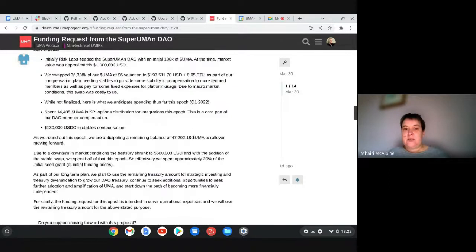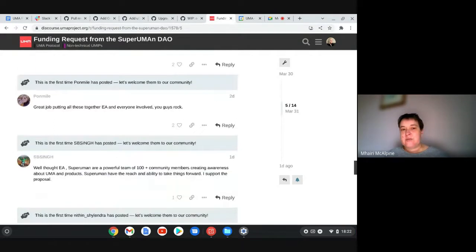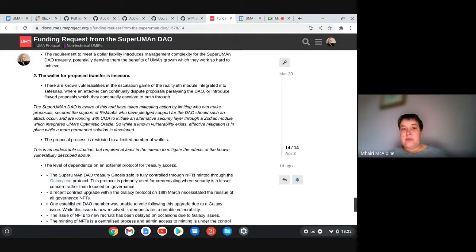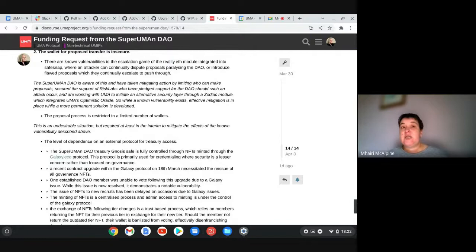I had a bit of a look at their setup and I have concerns around this. The Polygon safe, and actually also the mainnet safe, is fully controlled through SafeSnap using the Reality ETH module, using NFTs to vote, which are minted through the Galaxy protocol. We know that there are vulnerabilities in the escalation games Reality ETH module. The superhumans are aware of these and they've taken mitigating action. Part of that mitigating action is that the proposal process is restricted. So that obviously has a level of centralization, which is undesirable.